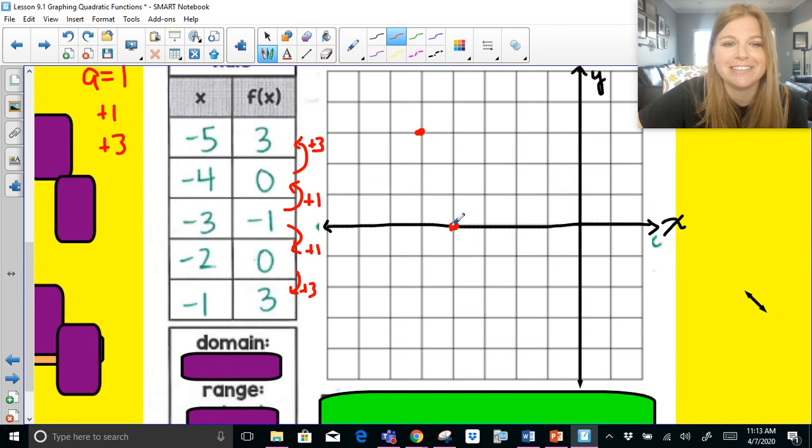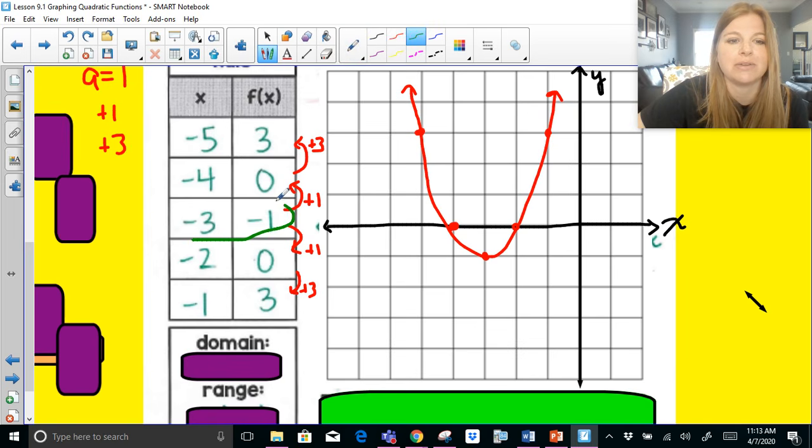Negative 4, 0. Negative 3, 1. Negative 1. Negative 2, 0. And negative 1, 3. And here we have this nice parabola, guys. This nice U-shaped curve. Okay. Now, here's my vertex, right?